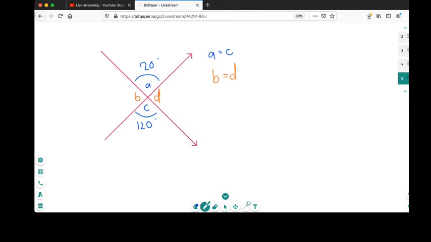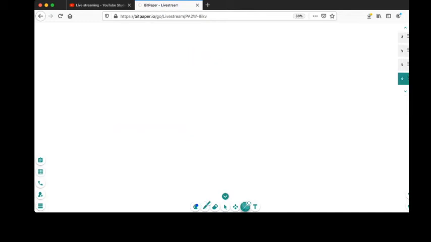And the same thing would apply for B and D. So that's our opposite angles rule. And the last rule I'm going to show you guys has to do with 2 lines that are parallel to each other. Again, parallel is the key word here.